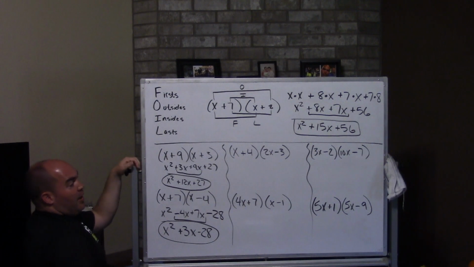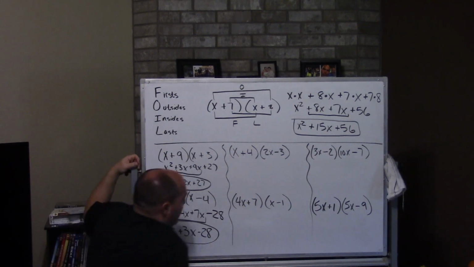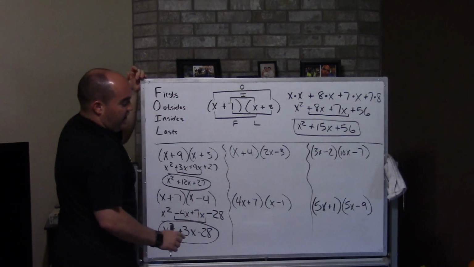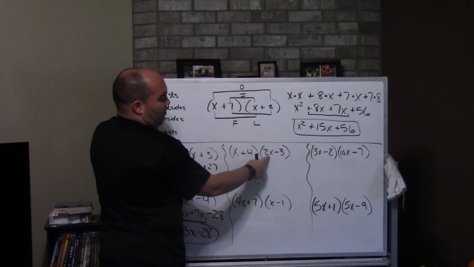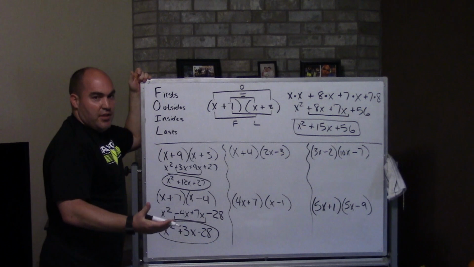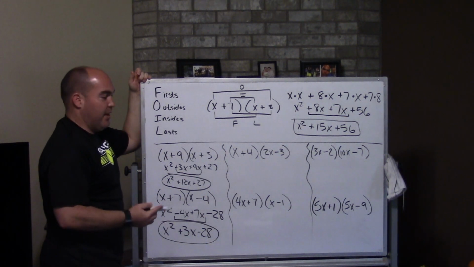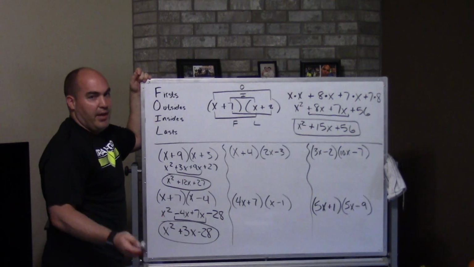Alright? Now, over here, you can see instead of just having an x and another x in the front, this x has a coefficient in front of it. It doesn't change anything that we're doing. It's still the same, okay? It's just an extra number, extra thing we got to do.